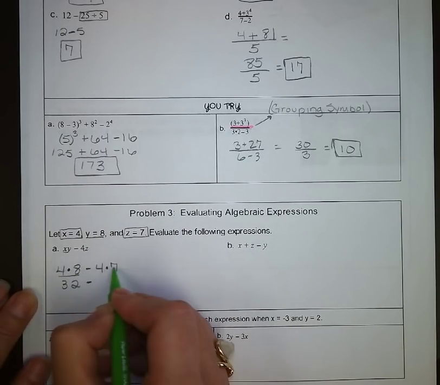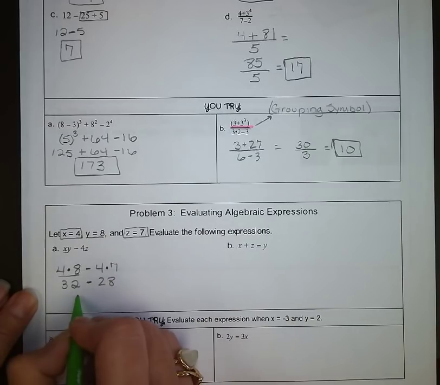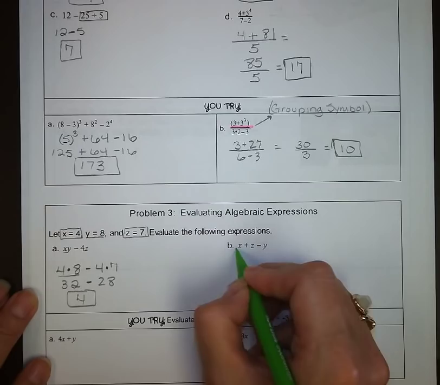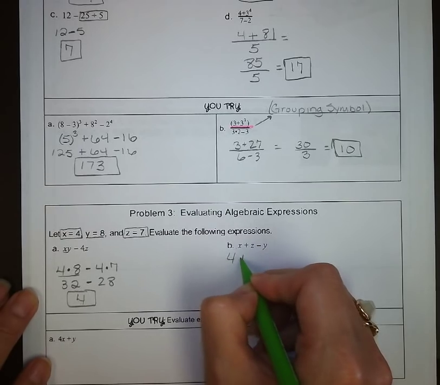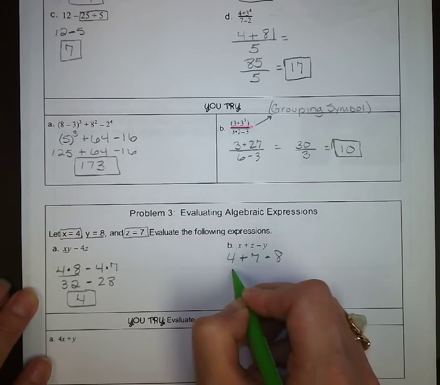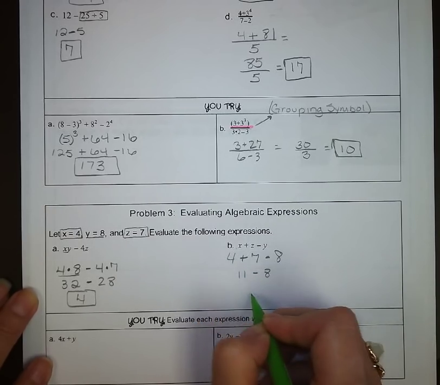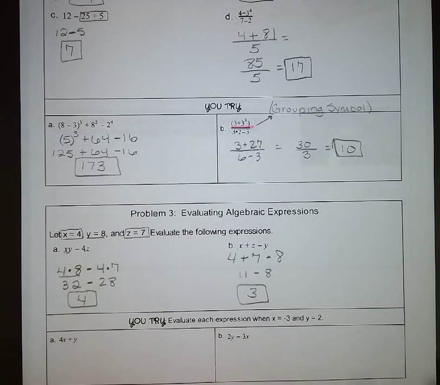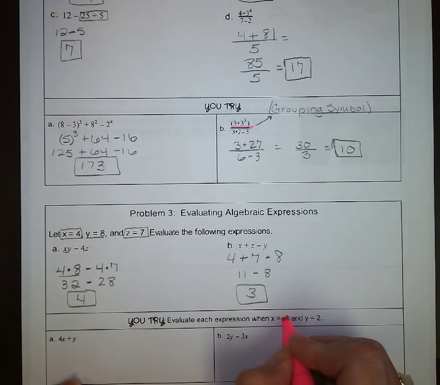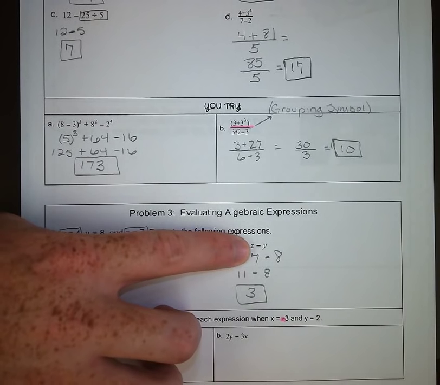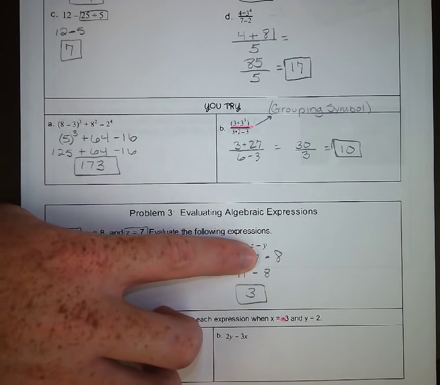So 4 times 8 is 32, 4 times 7 is 28, 32 minus 28 is 4. Substitute in 4 for x, 7 for z, and 8 for y. 4 plus 7 minus 8. We've got 11 minus 8, which is 3. All right, so pretty straightforward. You substitute, you take the variable away, put the number in its place. Make sure to notice that that negative sign in front of the y is still there. We just substituted in the 8.